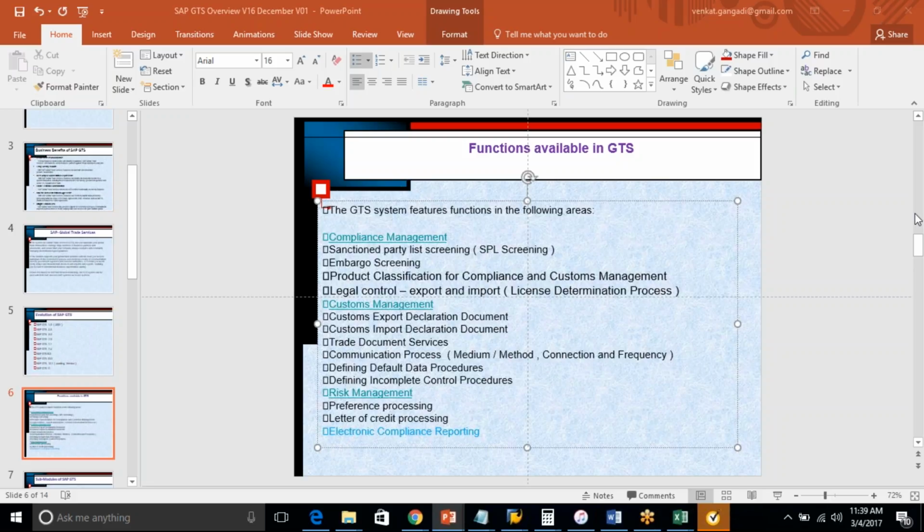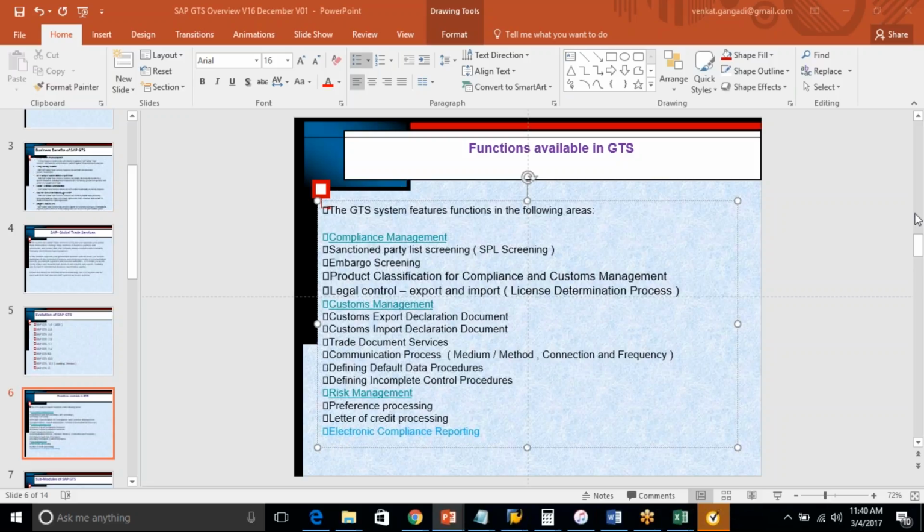GTS, you can say, we may not require it as an SD module or as an MM module kind of thing, but we need it. You can say if the ECC SD module requires 50%, GTS could be 30%.